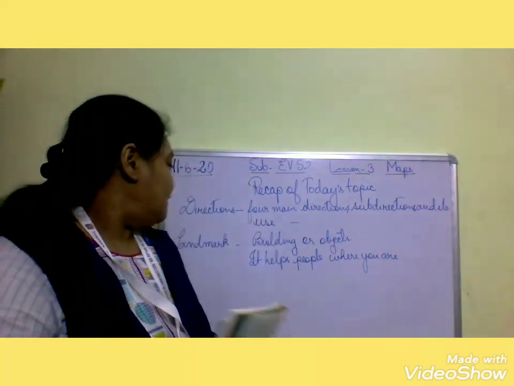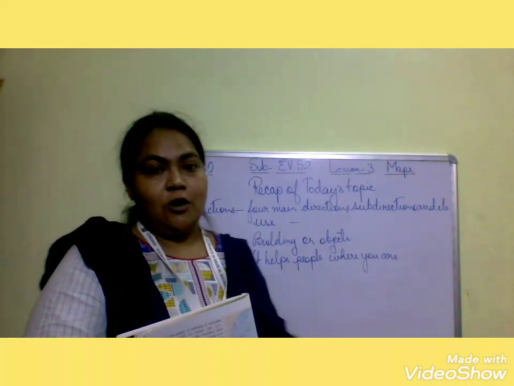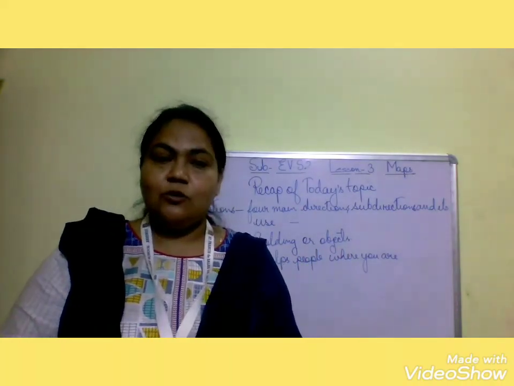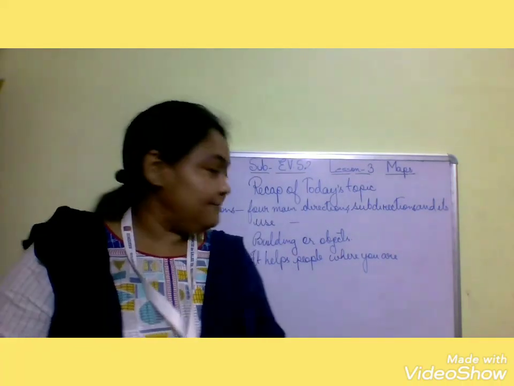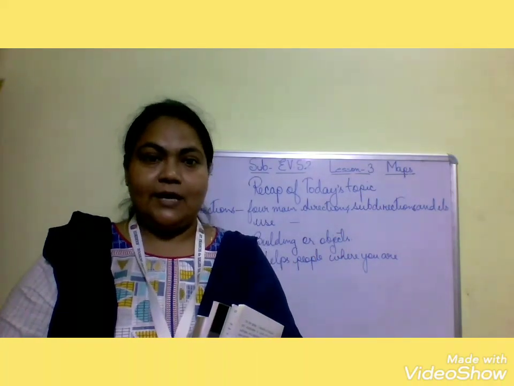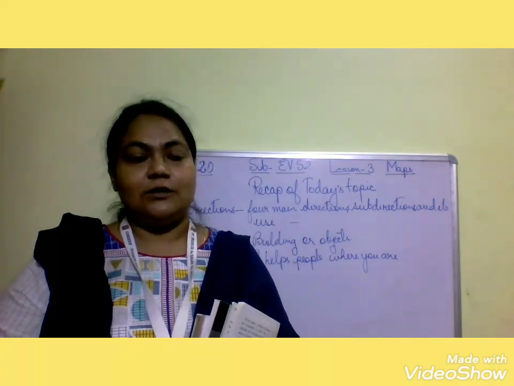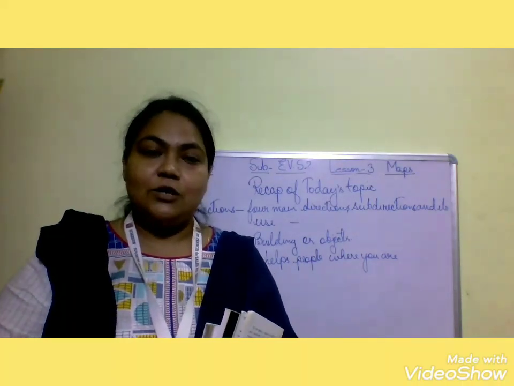Then we have learned about the landmark. A landmark is a building or an object which helps us to locate the place from a distance. So I have given the example. It helps people know where you are or where they are. You just have to give the landmark or the object, then it will be easier for the people to locate it or where you are.